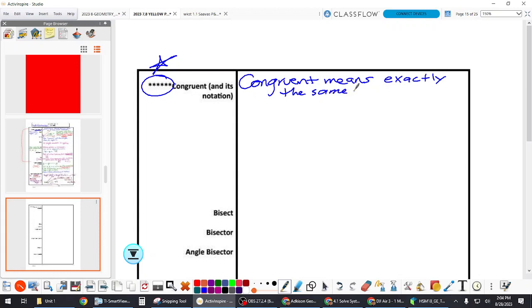So it means two things. It means the exact same shape and same size. So people want to make this be equals, but it's not exactly that.